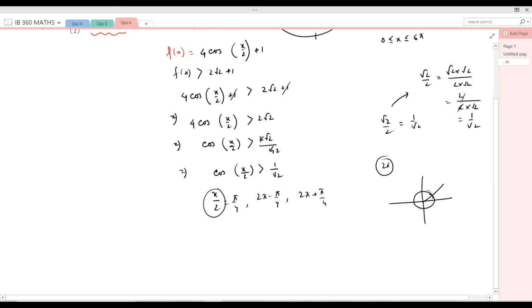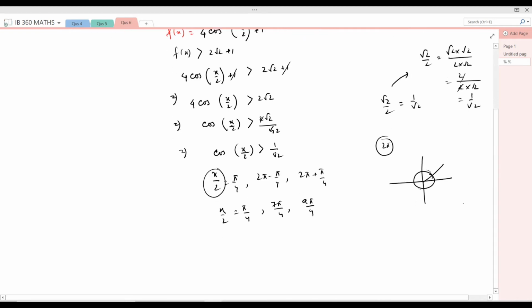So basically it is nothing but x by 2 equal to pi by 4, and it is 7 pi by 4, and it is 9 pi by 4. So these are the critical values that x by 2 can have. So now from here, for x it will be pi by 2, 7 pi by 2 and 9 pi by 2. This we can have. We are multiplying all the fractions with 2.